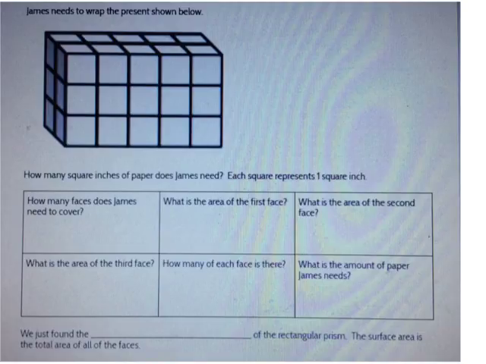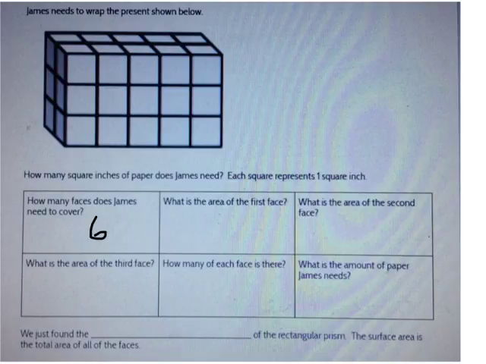Remember that I'm only seeing one side of the rectangular prism. On the back, there's an identical face to this one. On the right, there's an identical face to this one. And on the bottom, there's an identical face to this one. James will need to cover 6 faces.